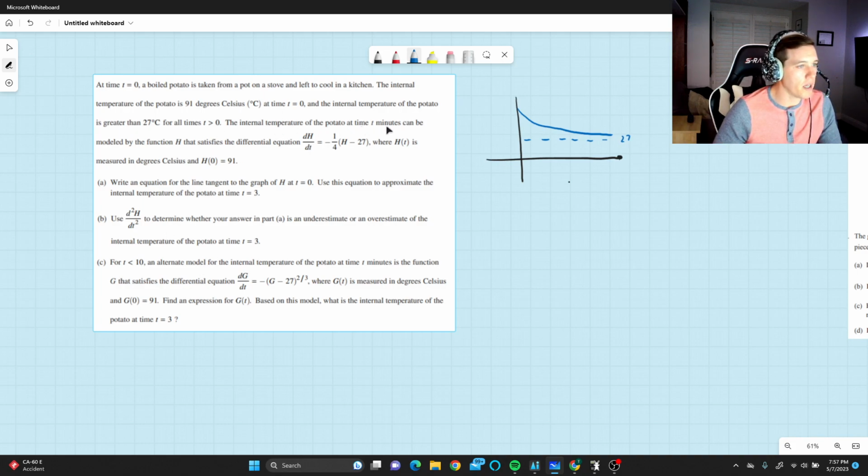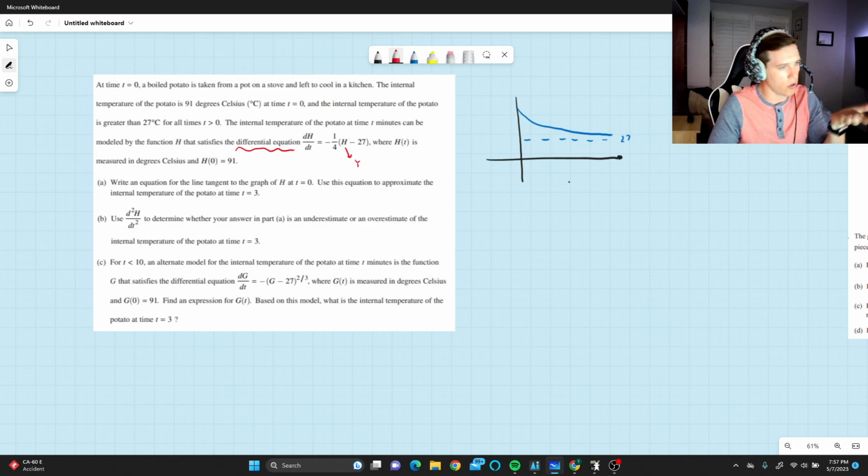The internal temperature of the potato can be modeled by the function h, and they give you the differential equation for h. And this is another reason why I wanted to give you this problem. Notice the differential equation. Students get really confused. This h is like y. It's not an x, it's the y. That's why this is a differential equation problem. If it was just x or t, it'd be a normal, ordinary derivative question. We could take the antiderivative like normal. But it's not t, it's h. So you need to remember that.